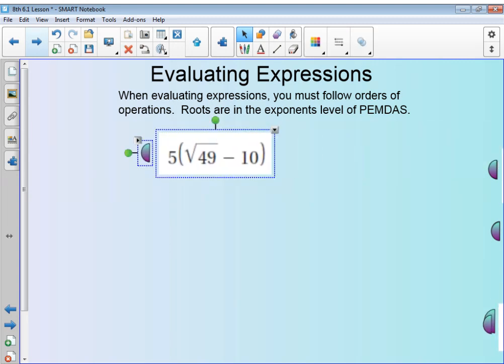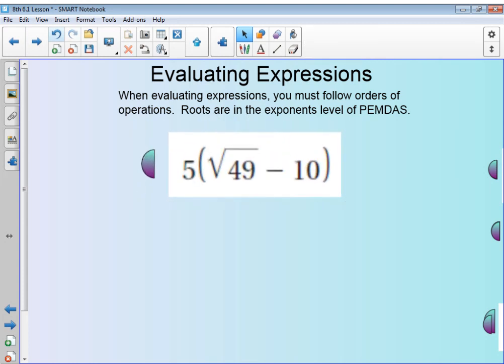Okay, I want you guys to try this one. So this time you do have a parenthesis, so you're going to go ahead and solve everything that's inside of that parenthesis first, still following the PEMDAS. So go ahead, pause your video, work your way through this one, and then check yourself.